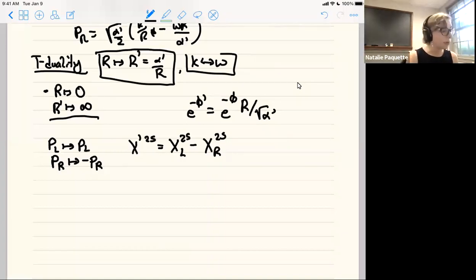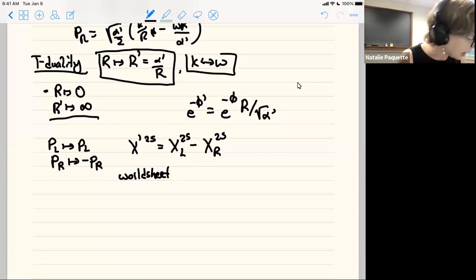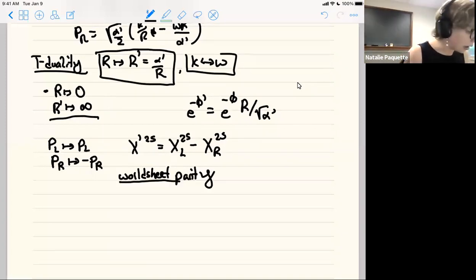So there's just an extra minus sign that implements this transformation, and all of the worldsheet OPEs are invariant under this transformation because the minus sign will cancel in pairs. So it is a symmetry of the full worldsheet theory. And at the level of the stuff that we've written down, it's worldsheet parity on the right movers. So I am out of time.